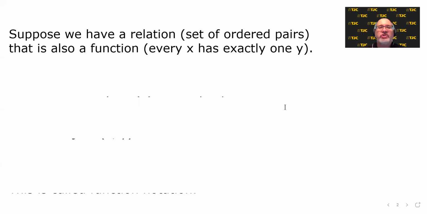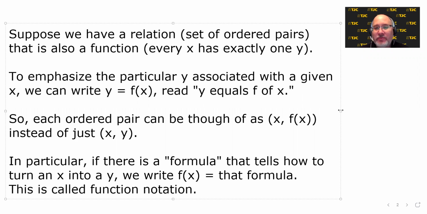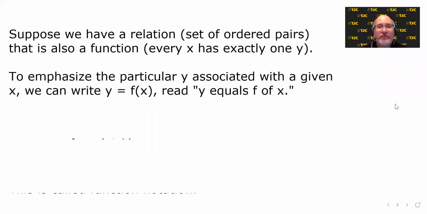Suppose we have a relation, a set of ordered pairs, that is also a function, which means every x has exactly one y. To emphasize the particular y associated with a given x, we can write y equals f of x, which is read y equals f of x. It's specifically this notation here that is read f of x.